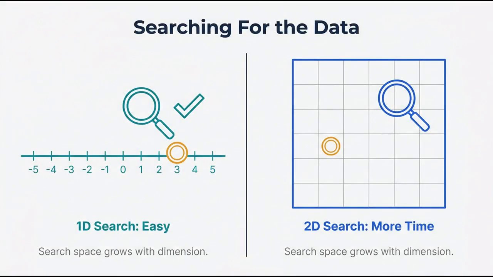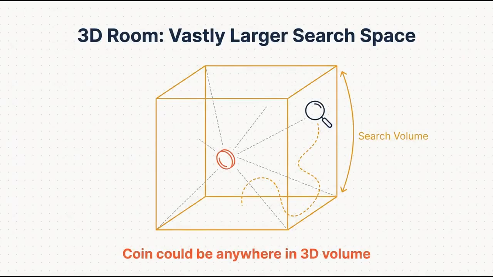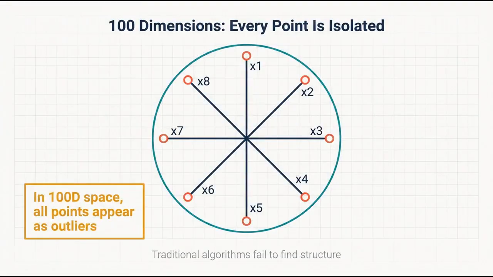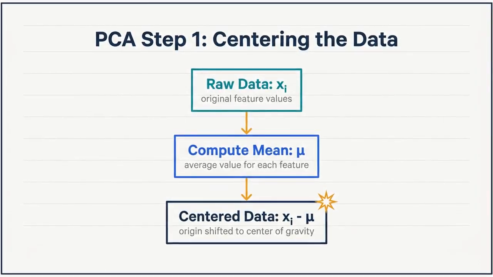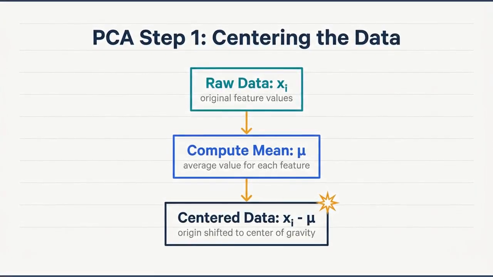If you lose a coin on a one-dimensional line, finding it is easy. If you lose it on a two-dimensional floor, it takes a bit more time. But if that coin is floating somewhere in a three-dimensional room, the search space is vastly larger. Now imagine a room with 100 dimensions. In high-dimensional space, data points are so far apart that they all seem like outliers, and traditional algorithms struggle to find any structure. To simplify this space, PCA begins with a critical preprocessing step, centering the data.